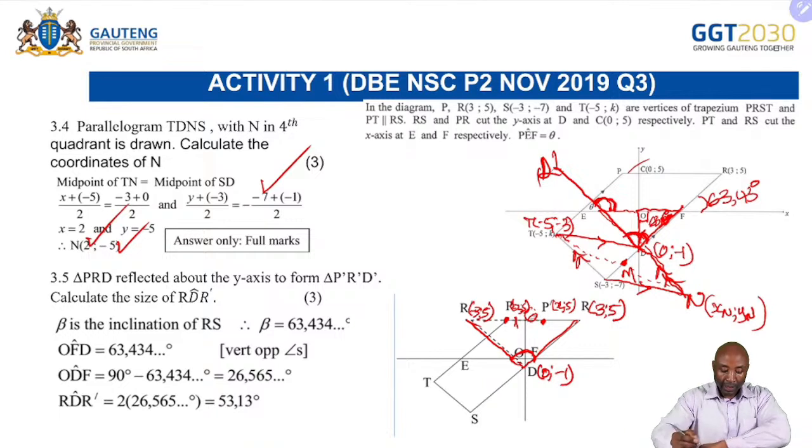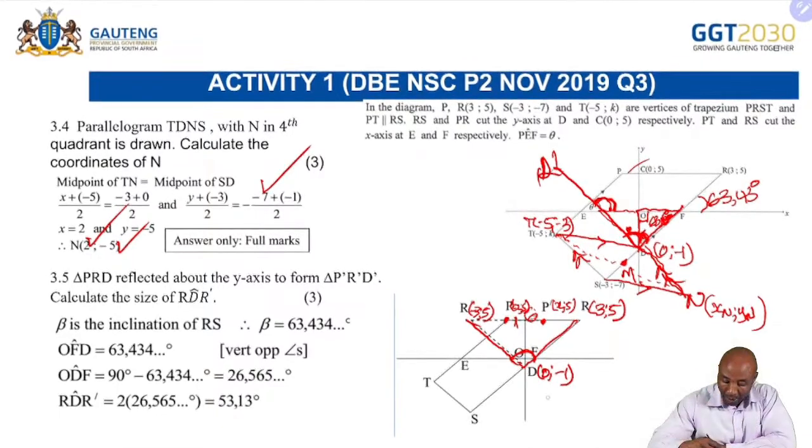You are able to see that ODF, which is the small piece here, we are getting it as 26.565 or 26.57 to 2 decimal places. And then you are able to see that these are congruent triangles. So it means this smaller piece also will be 26.565, and that will give us our angle as 53.13 degrees. Like I said, you can use your distance formula, find distances from there.